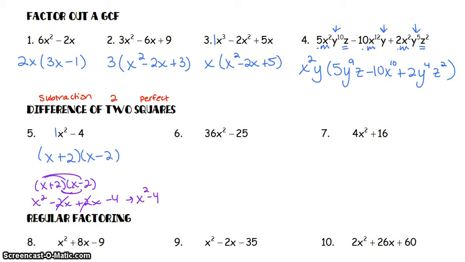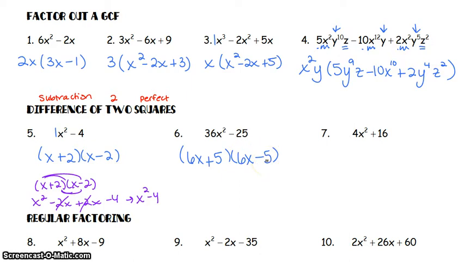When we look at number 6, we've got 36x squared minus 25. First, we check for subtraction. Good. Second, we check for two perfect squares. 36x squared, that's a perfect square. 25, that's a perfect square. So we go to break up our two pieces. The square root of 36 is 6. The square root of x squared is x. So the first term there is a 6x. We need one positive, one negative. The square root of 25 is 5.